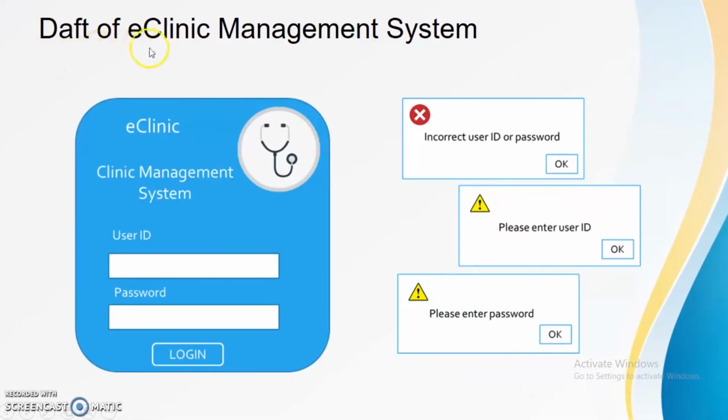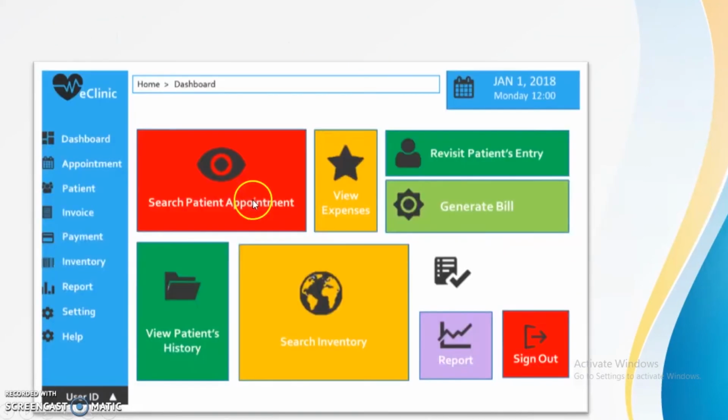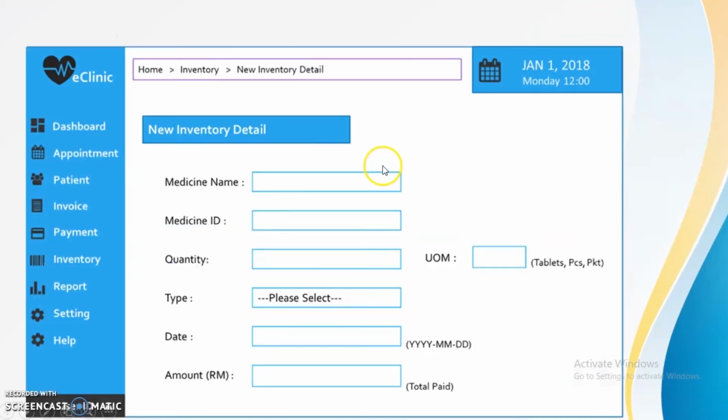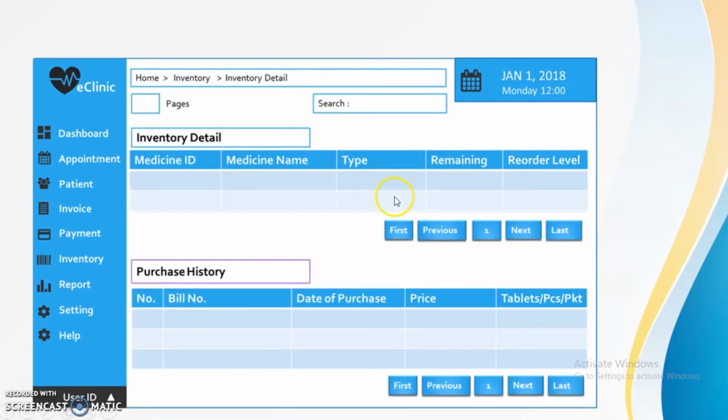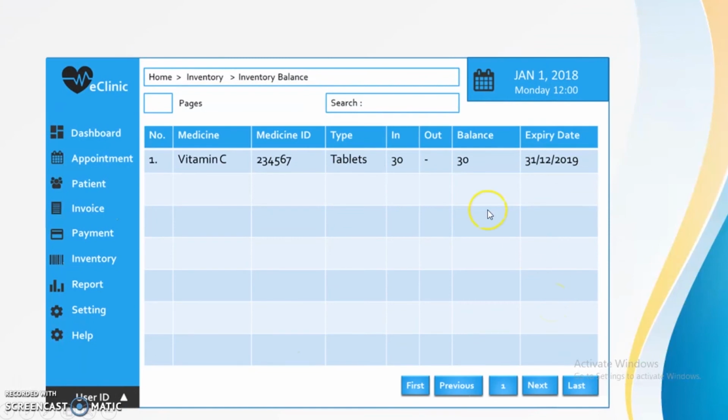This is a draft of the e-clinic management system: login page, dashboard, inventory details. This one also records the details of inventory, then the record of the inventory balance.